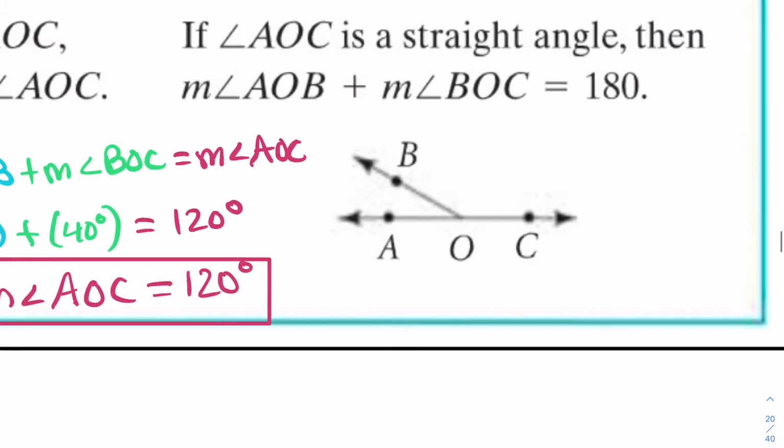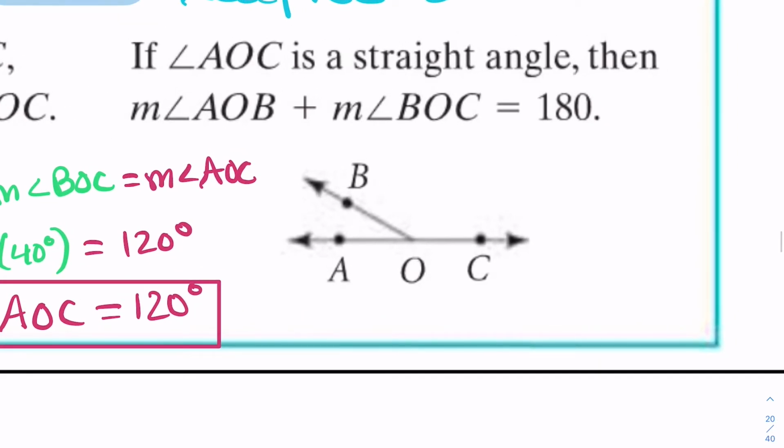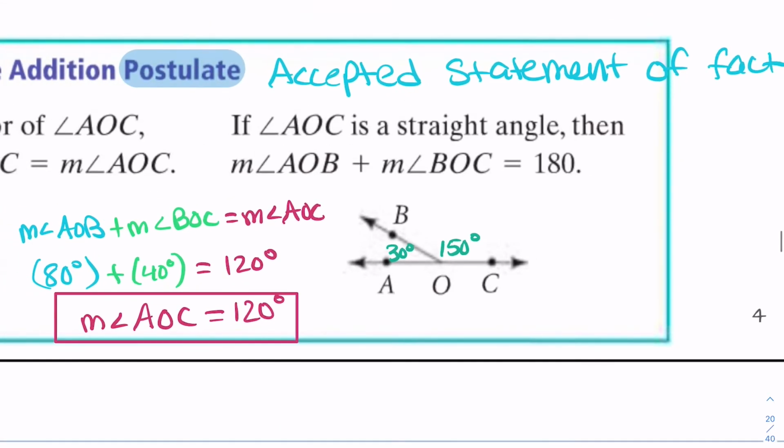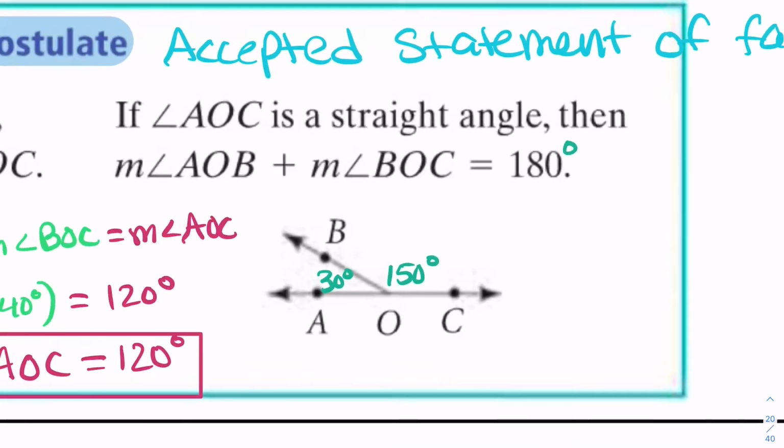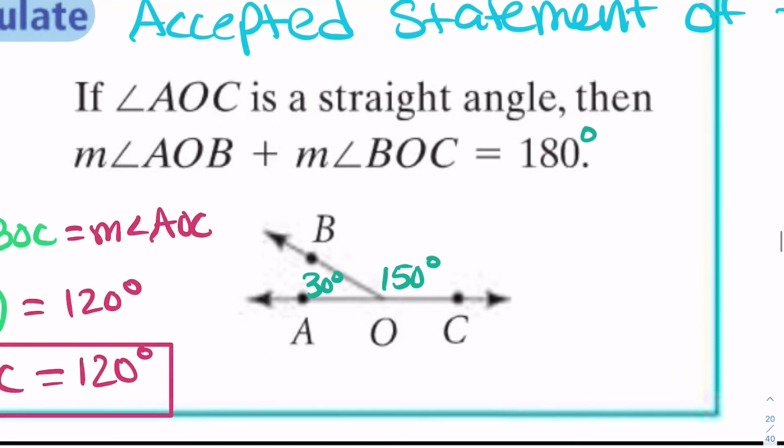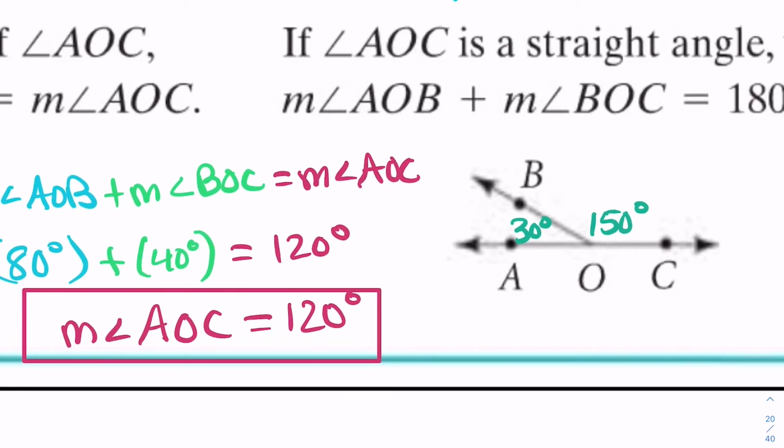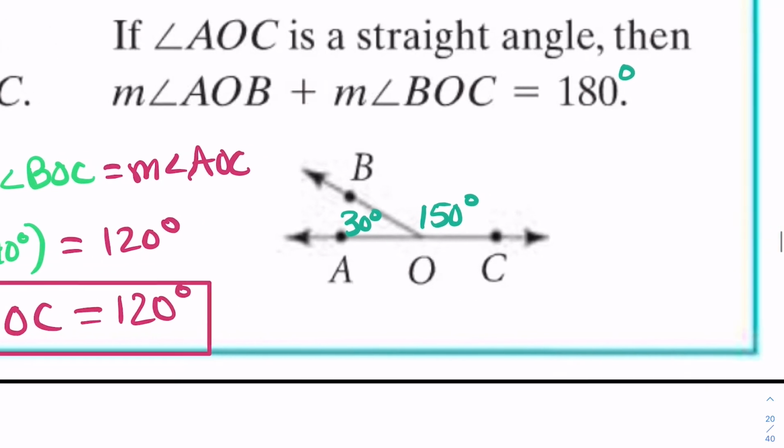All right, the next one, if it's a straight angle, then it has to add up to 180. Well, this makes sense, right? Because if a line is 180, then let's say 30 and 150 would have to add up to 180. So yeah, we're definitely going to do 30 plus 150 equals 180. Here's what I would like them to do: put a degree symbol. We should be using degrees when we write them. Measure of angle AOC equals 120 degrees.